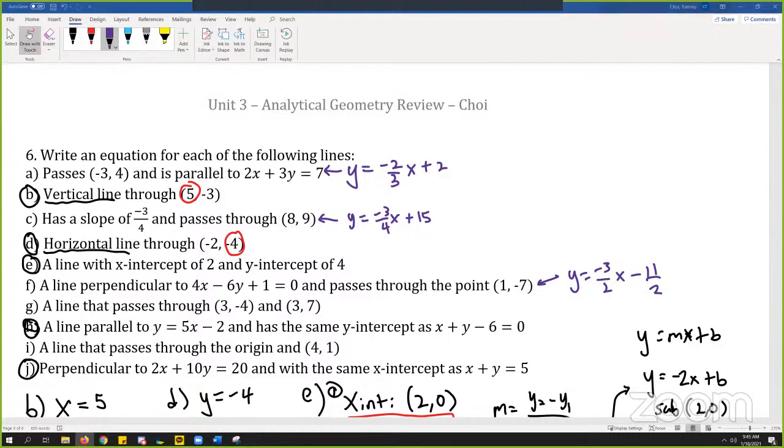The next one here, it passes through (3, -4) and (3, 7). The x values are the same, which means this is x equals 3. It's a vertical line. That one's very easy as well. So for G, that was a very easy question. As long as you identified, hey, the x values are the same, that's a vertical line.